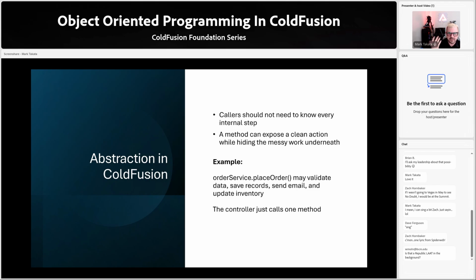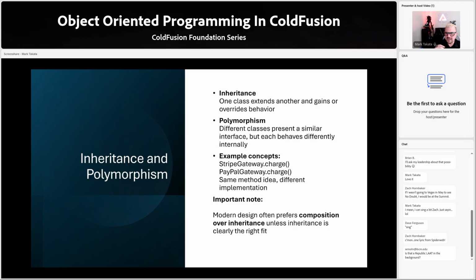So orderService.placeOrder might validate data, save the order, send email, and update inventory, and it just calls the one method to do all those things behind the scenes. Be careful about making things too complex, by the way. But okay, so what is inheritance and polymorphism?